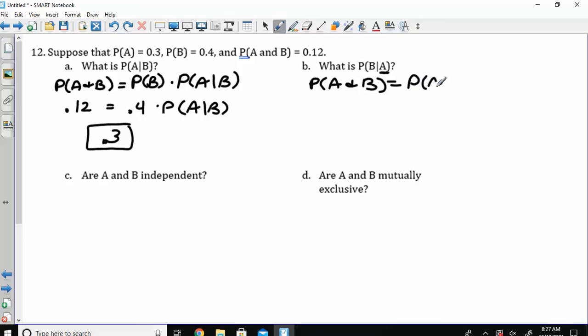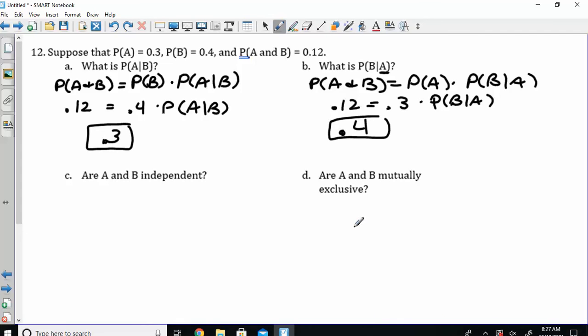Probability of B given A, so the first one you multiply by has to be your condition. So that'd be probability of A times probability of B given A. So A and B is 0.12, probability of A is 0.3 times probability of B given A. So you divide by your 0.3 and you get 0.4.